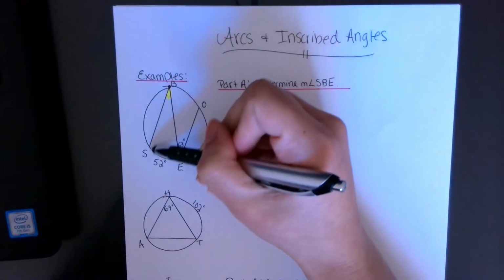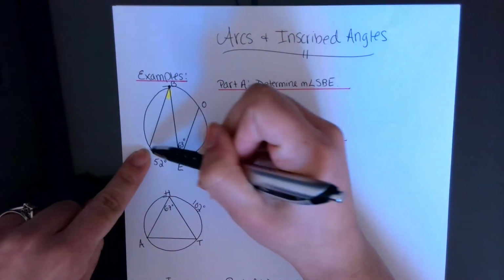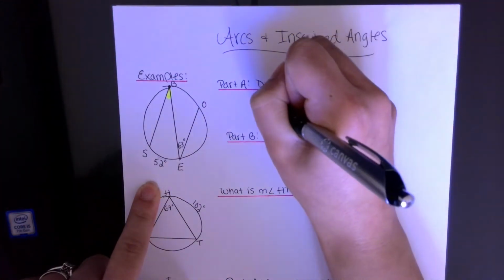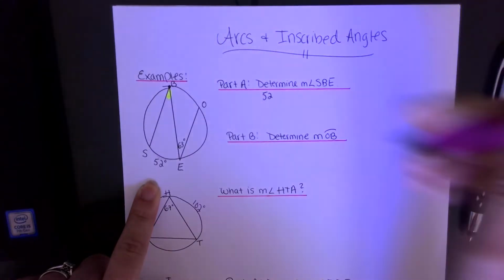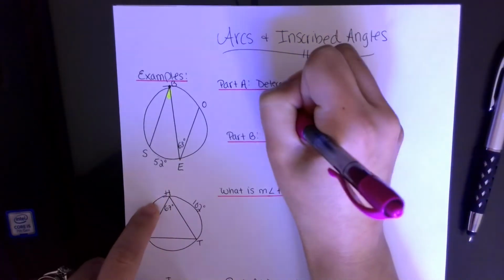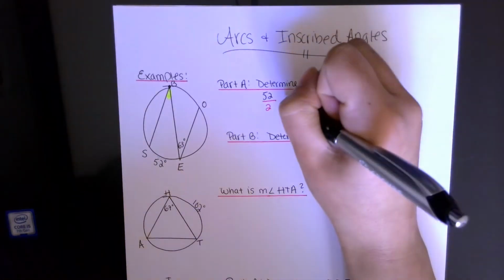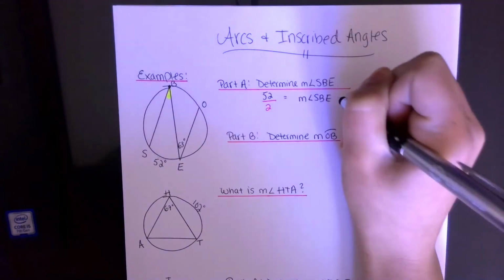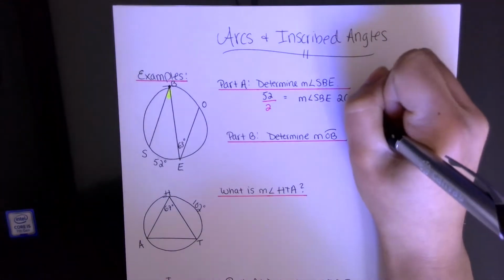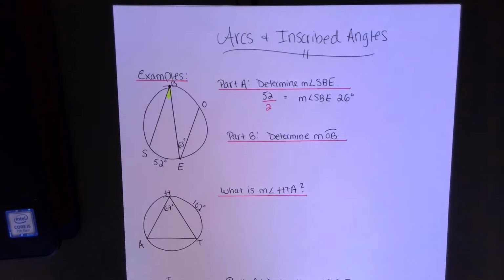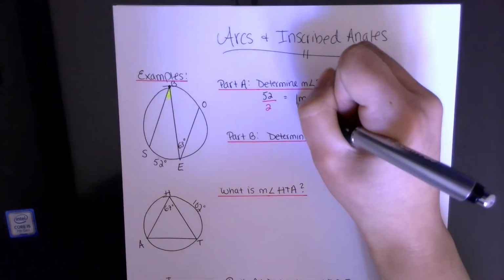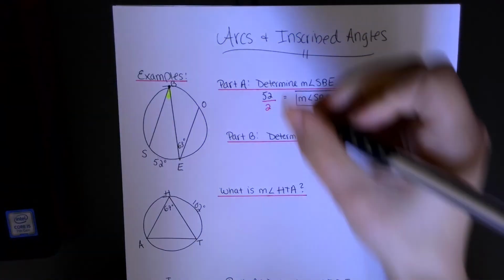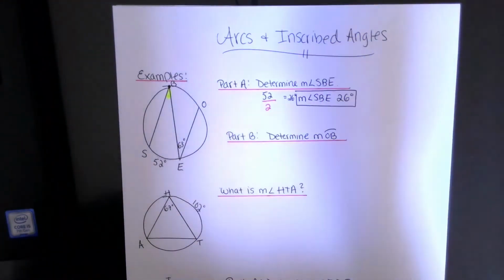So this is my angle. The endpoints of the angle are S and E. This is my intercepted arc. It's right across from the angle. So I'm going to take 52 and then just divide that by 2. That means the measure of angle SBE is going to equal 26 degrees. Okay, so that's the answer for the first one. It's 26.